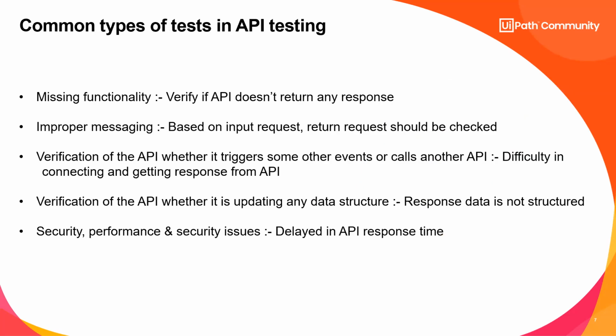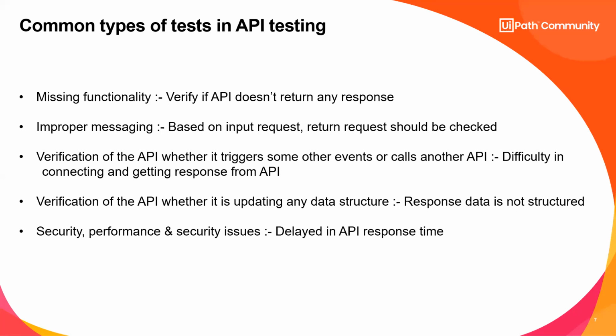So next is common types of tests in API. When you write any test case or test scenarios, what are the points you should keep in mind for API testing? First is functionality. Verify whether the API returns any response or not. Then if you are getting a response, the response should be checked. Based on the input request, are you getting the correct response or not? Are you getting the correct data, whatever you have requested or not?